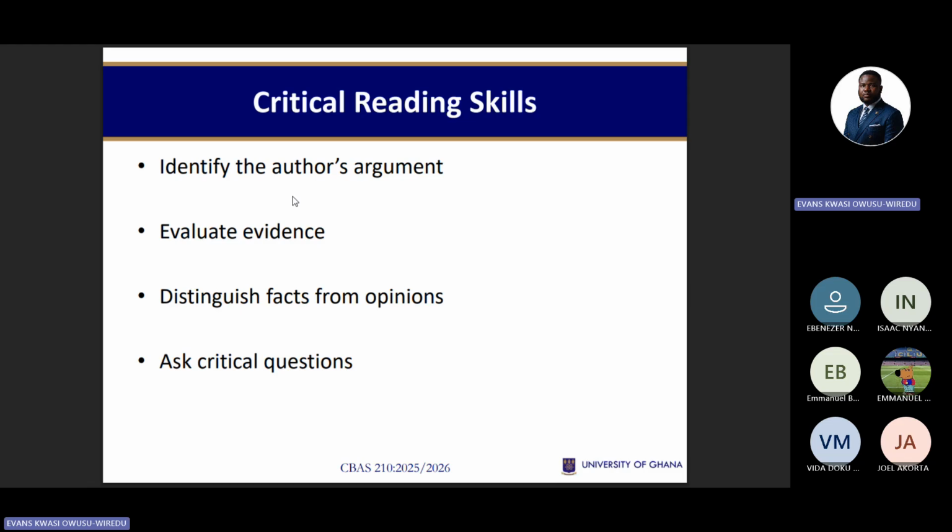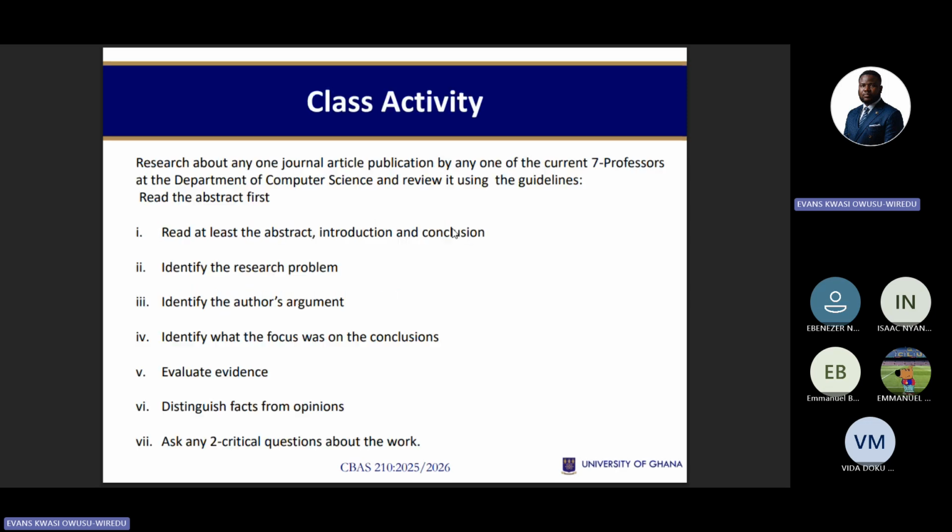So, identify the author's argument. We are talking about critical reading skills. One of them is to identify the author's argument. The second one is what? Evaluate evidence. I'm not teaching, I'm just recapping what we have learned for the purposes of people who are now joining.